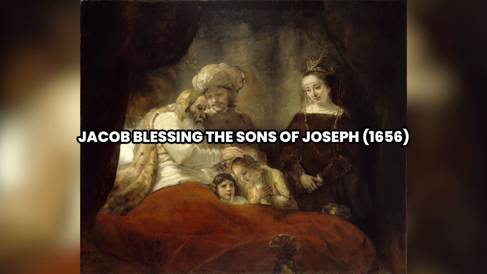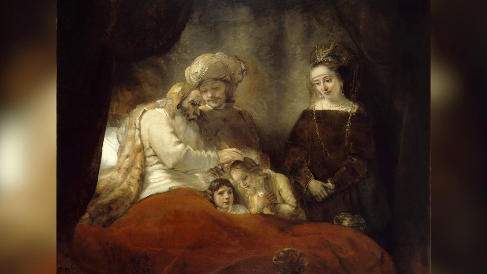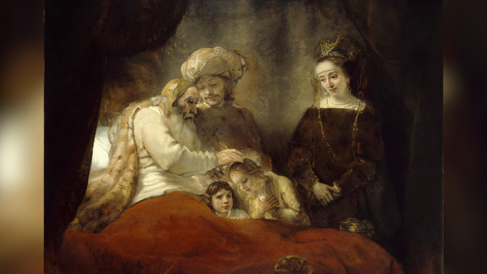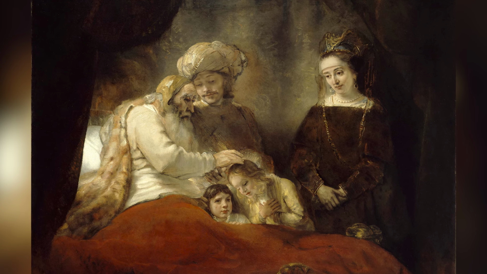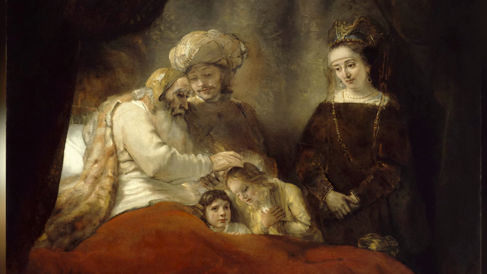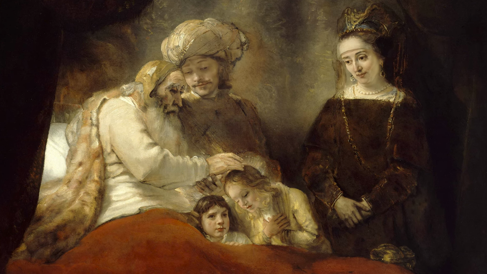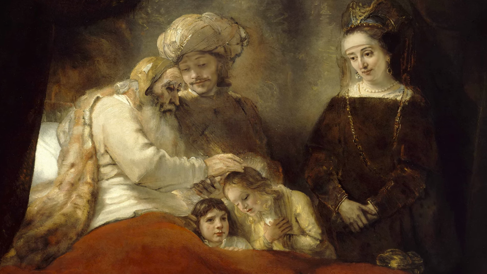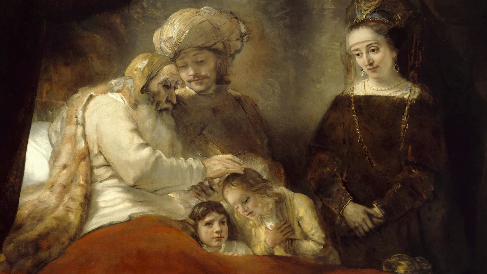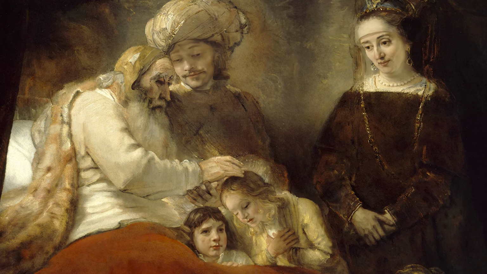Number 21. Jacob blessing the sons of Joseph. 1656. In Jacob blessing the sons of Joseph, 1656, Rembrandt interprets the biblical episode in which the patriarch Jacob, old and blind, bestows his blessing on Ephraim and Manasseh, sons of his son Joseph. This family and spiritual scene is depicted with an almost domestic proximity. Jacob, weak and seated, places his hands carefully on the children's heads, while Joseph and Asenath look on with reverence and a certain nostalgia, aware of the importance of the moment.